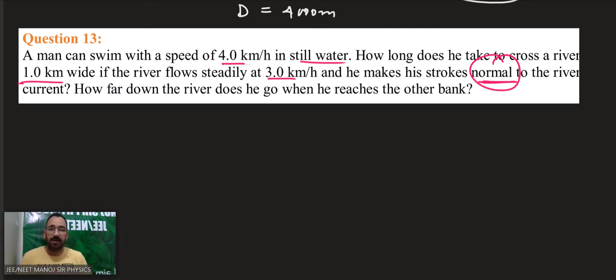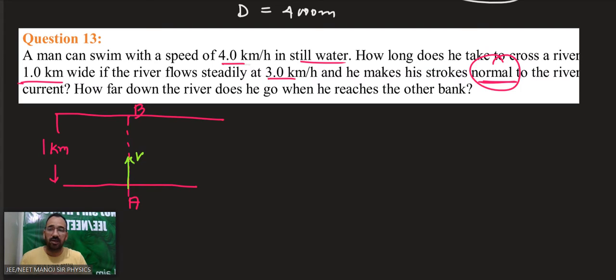Okay, dear children, I will take a river here. Let this is the river. Its width is given. How much is the width of river? That is 1 km. All right. So 1 km means 1000 m. You can say by this way. Right now I'm writing 1 km. Now let this is the point from where swimmer wanted to reach at point B and make his stroke perpendicular to the river current. Normal.